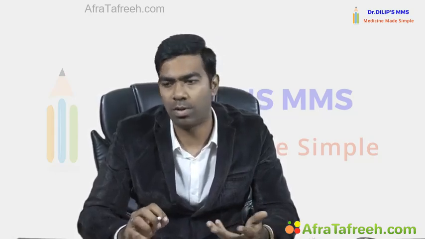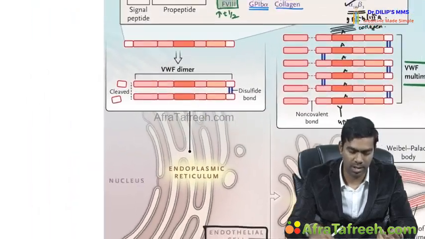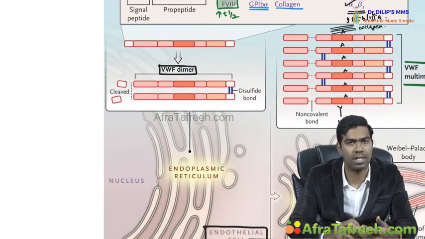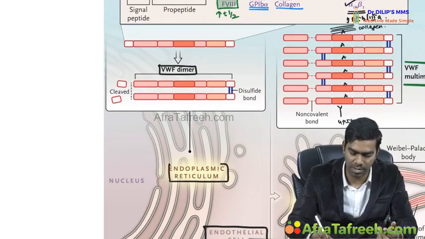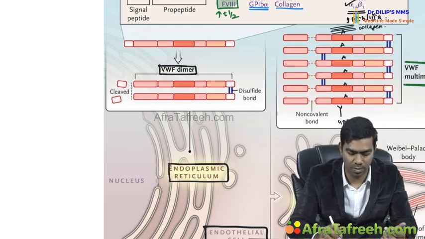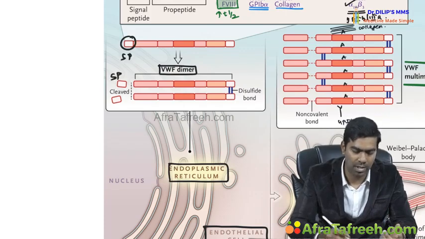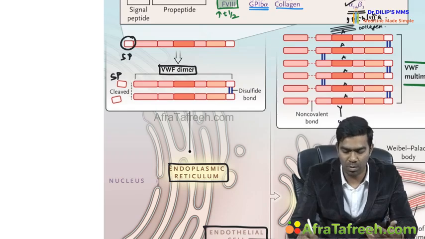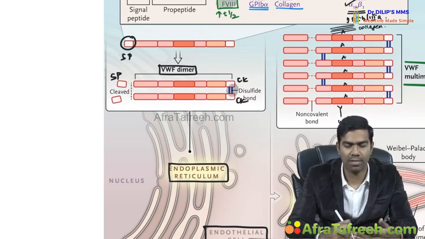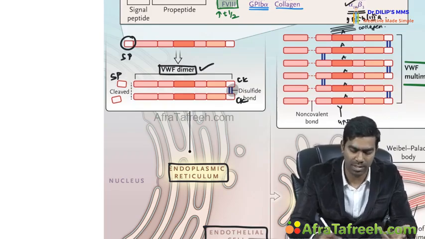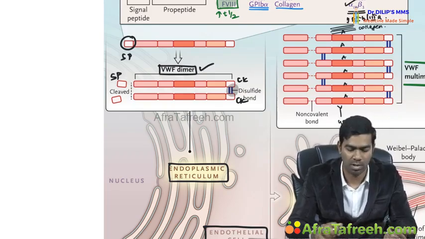So now I told you the importance of the multimers of von Willebrand factor. Let us see how the multimers are formed. The first step in forming the multimers is something called dimerization. First, they have to form the dimers, and this dimerization process happens in the endoplasmic reticulum. Let us review very quickly. During dimerization, your initial signal peptide will be cleaved. The disulfide bonds will be formed between the CK domains, and the signal peptides will be cleaved, and the resultant von Willebrand factor dimer will be formed.